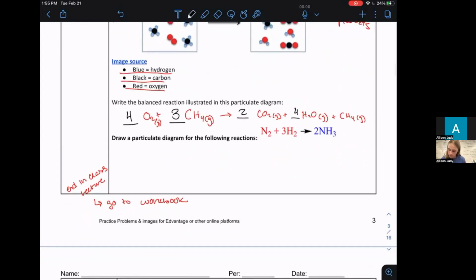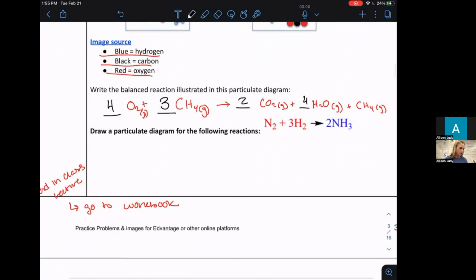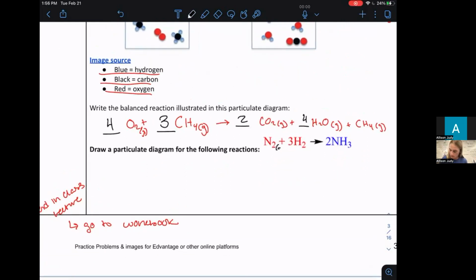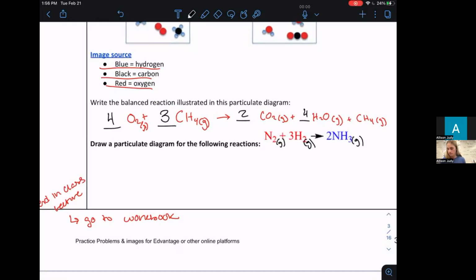They want you to do one last thing down here, which is draw a particulate diagram for this reaction. You have 1 diatomic nitrogen reacting with 3 diatomic hydrogen to produce 2 NH3 ammonia gas molecules. So all these should be gases. And yeah, you can go ahead and do that. Draw a little box for the reactants and a box for the products and fill them in with the correct number of each molecule.